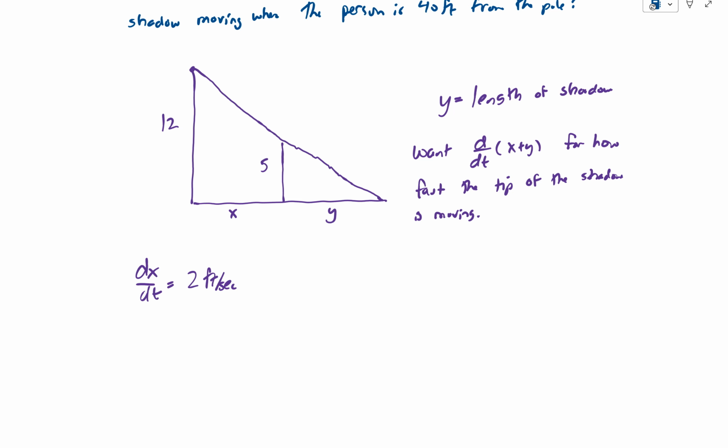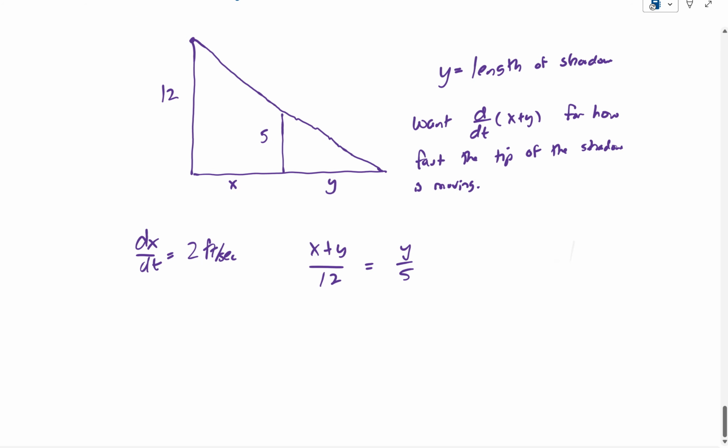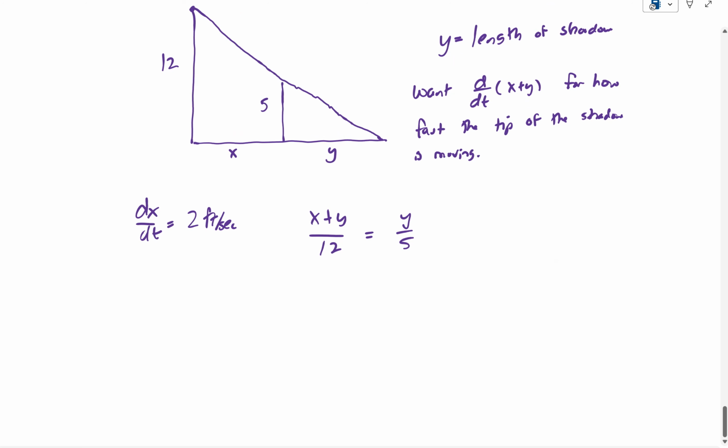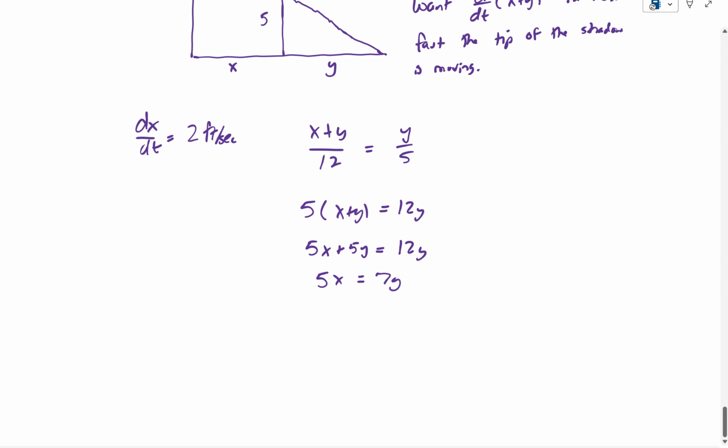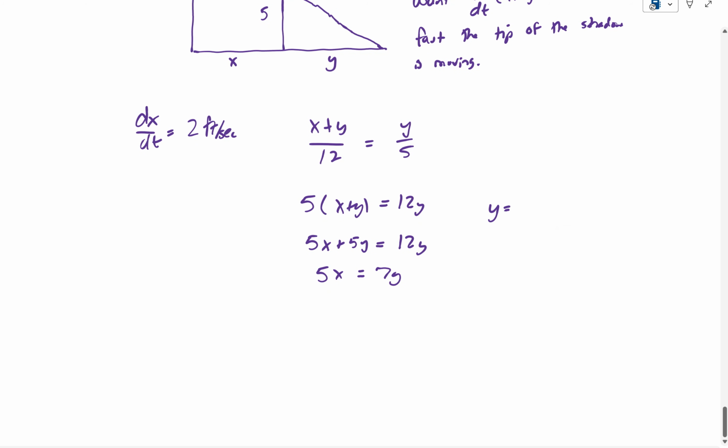Okay. And now I can use similar triangles. I need to figure out d dt of x plus y. So I can use similar triangles and I can write x plus y over 12 is the same thing as y over 5. Now go ahead and multiply both sides by 12 and then both sides by 5. I'm going to get 5 times x plus y is 12y, which gives me 5x plus 5y is equal to 12y. Subtract the y's, I'm going to get 5x is equal to 7y, or y is equal to 5/7 x.